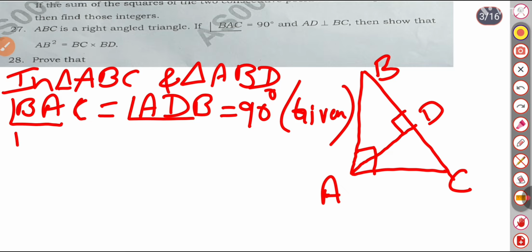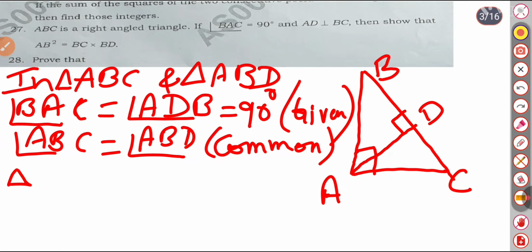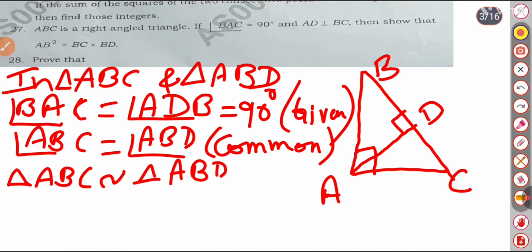Next we will write one more angle, that is angle B is common for both, that is angle ABC is equal to angle ABD, that is common. If we get two angles equal, the other will obviously be equal, so no need to mention that. Just write triangle ABC is similar to triangle ABD. If these two are similar, we can write the ratios.